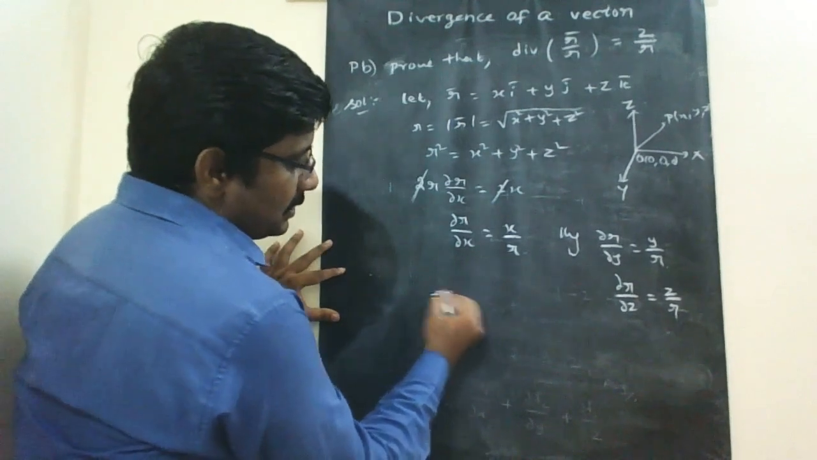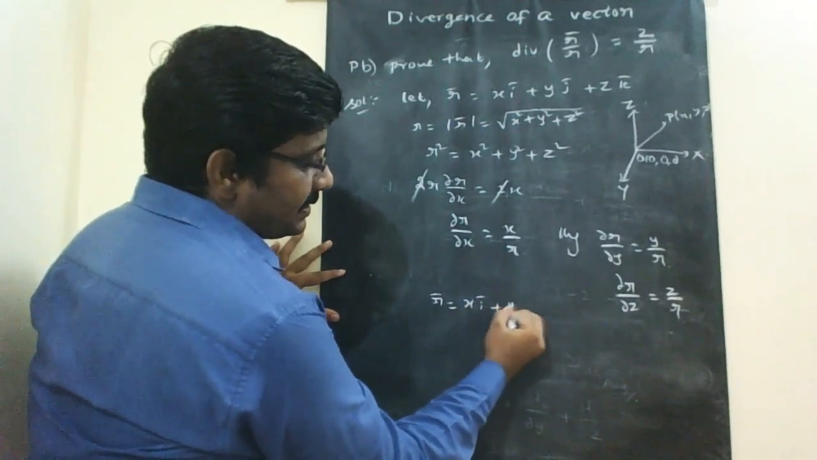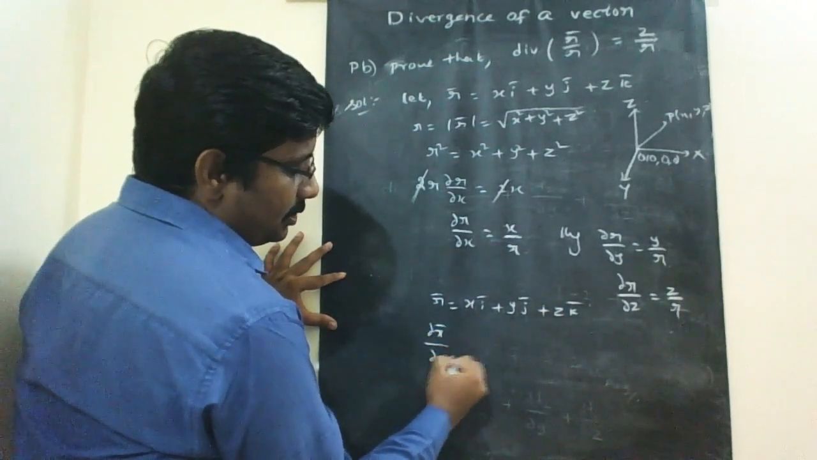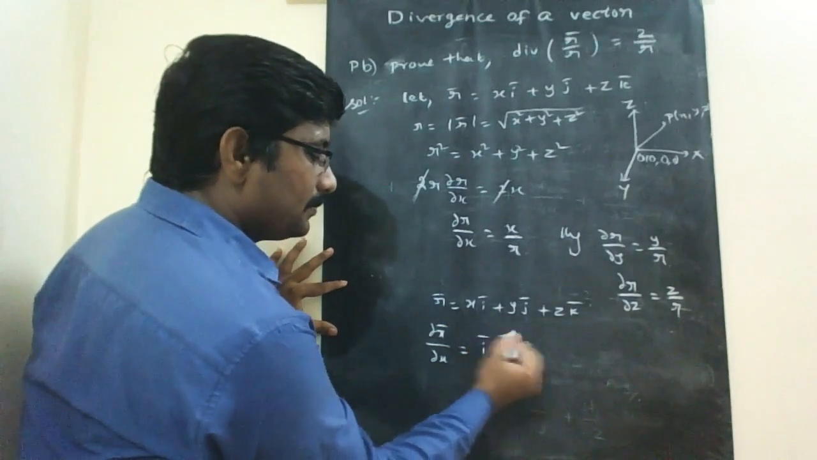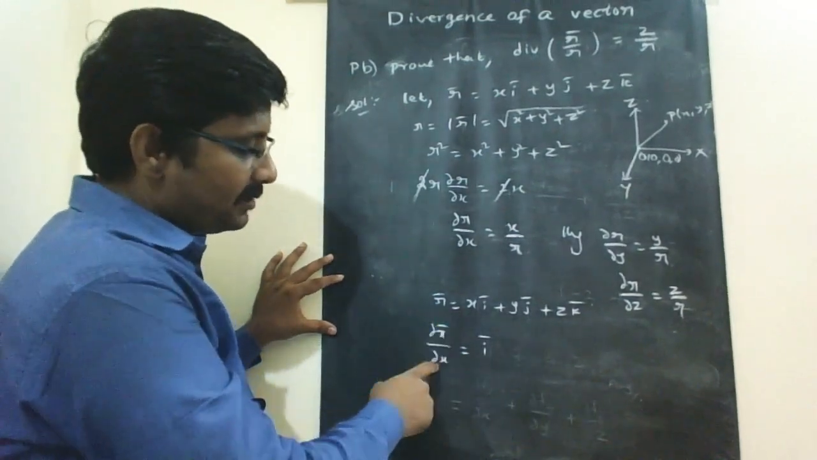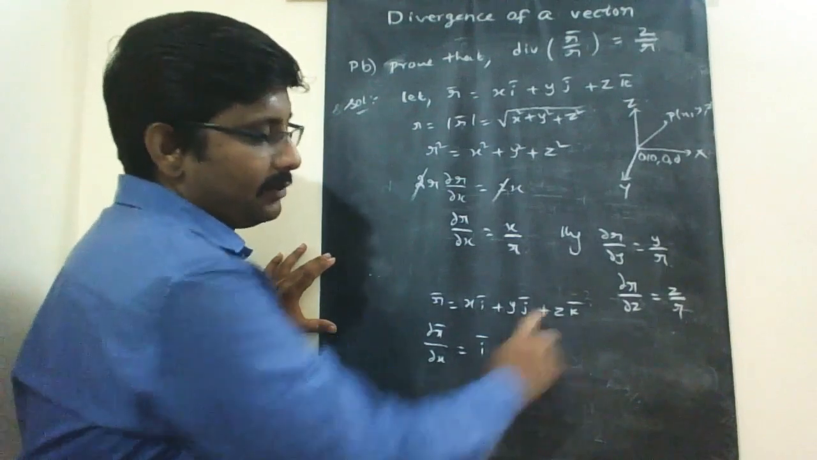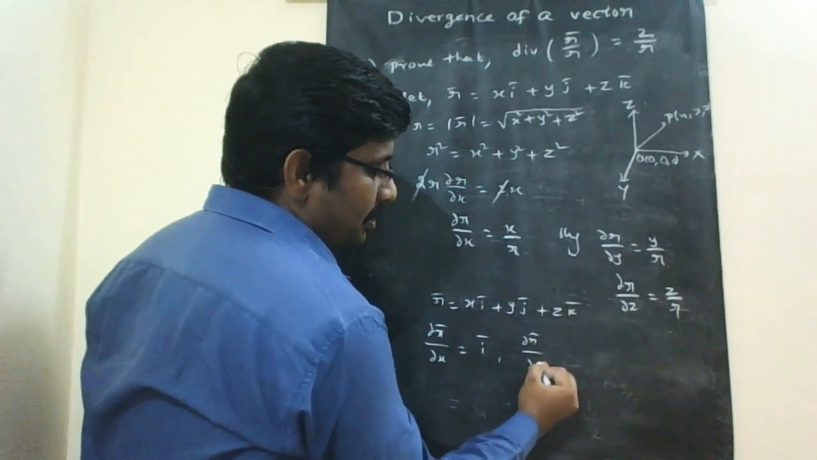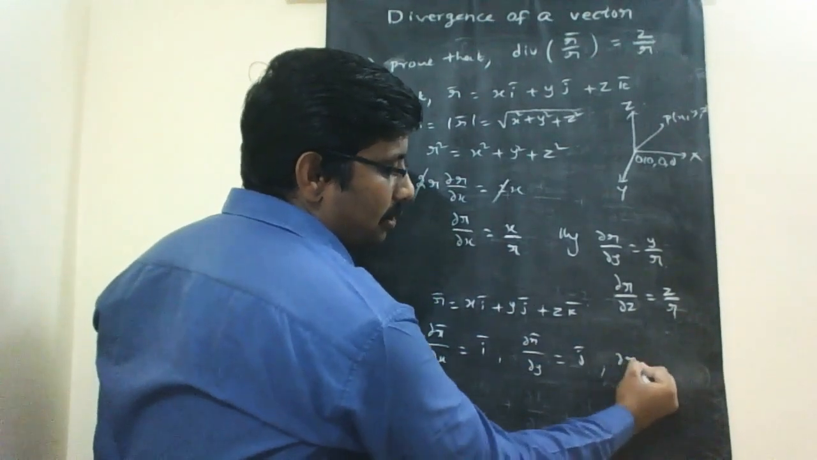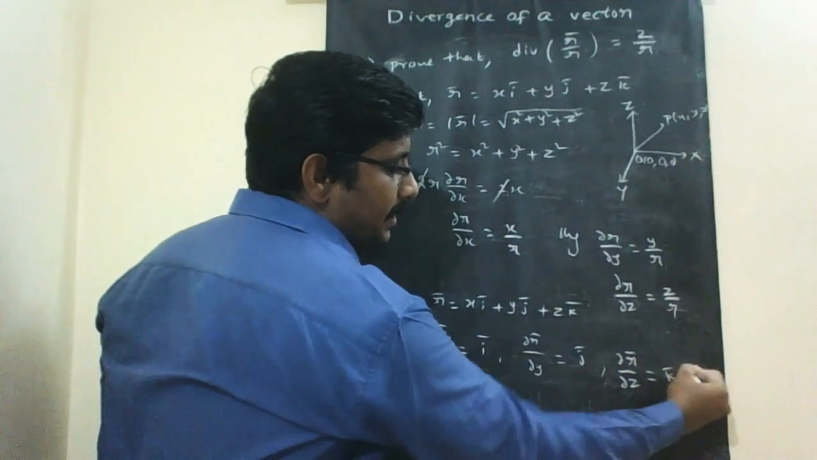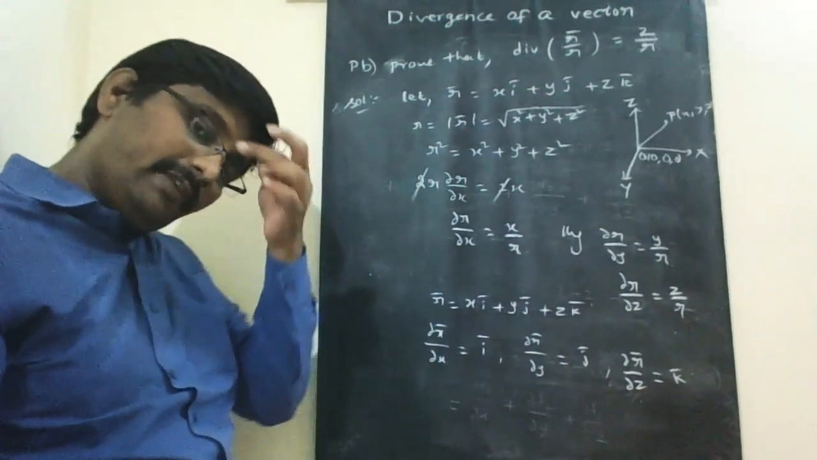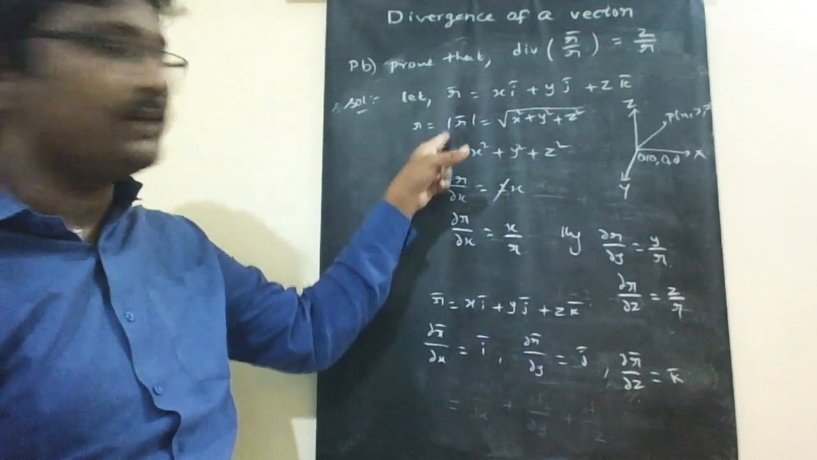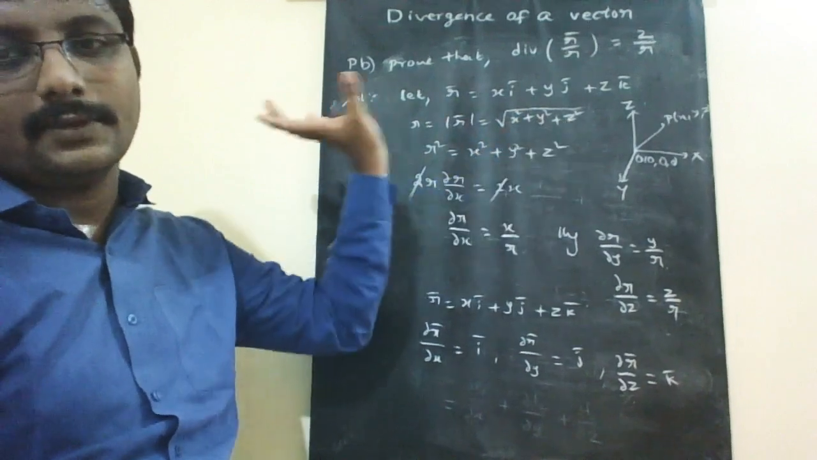Here r bar is xi bar plus yj bar plus zk bar. Now dou r bar by dou x is i bar, because differentiating r bar with respect to x gives i bar and the remaining term derivatives become 0. Dou r bar by dou y is j bar. Dou r bar by dou z is k bar. There is a lot of difference between r and r bar. r bar is a vector point function, but r is a scalar function, that is root of x square plus y square plus z square.